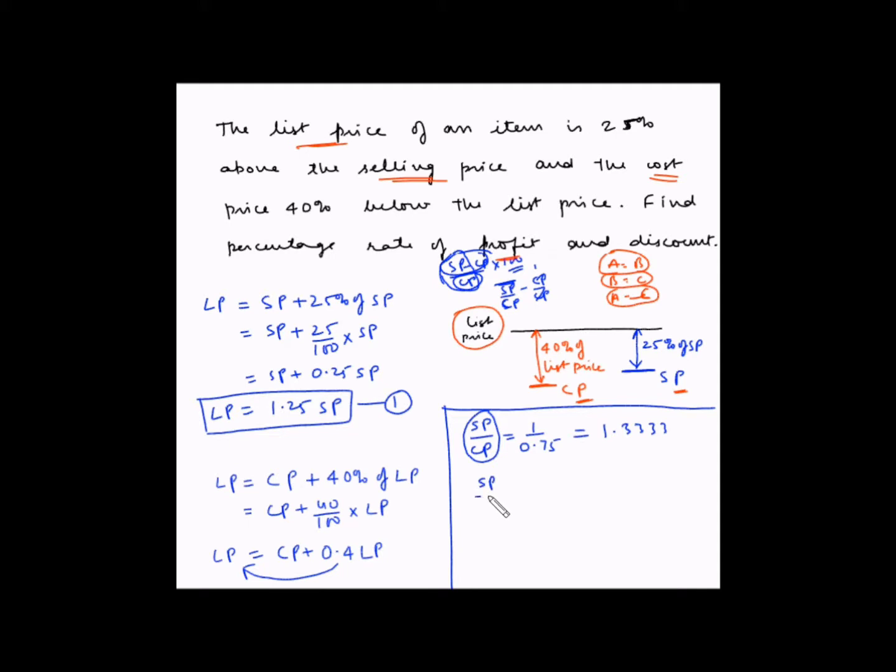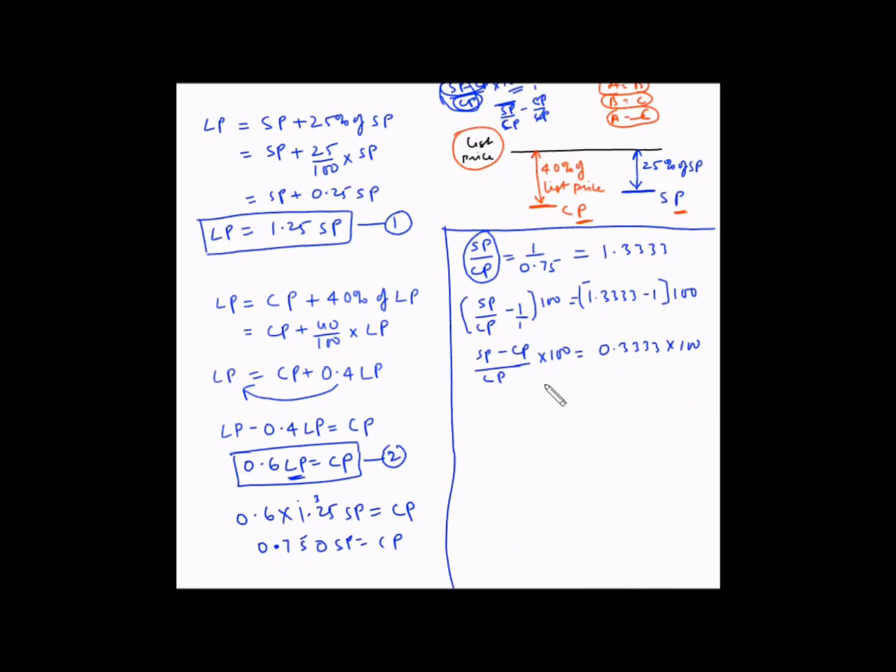So let's do that. So SP divided by CP minus 1 and this multiplied by 100 is equal to 1.3333 minus 1 multiplied by 100. So this becomes SP, let's take CP as the LCM. So this is SP and this is 1. So 1 multiplied by CP is CP. So minus CP multiplied by 100 is equal to, so 1.3333 minus 1 is 0.3333 multiplied by 100. So this is nothing but the profit percentage is equal to, so it's multiplying by 100 which has two zeros, so we can move the decimal by 2 places. So it is 33.33%. So this is the profit percent.